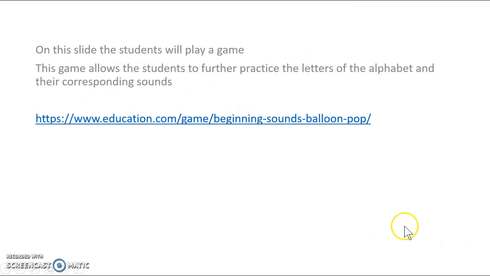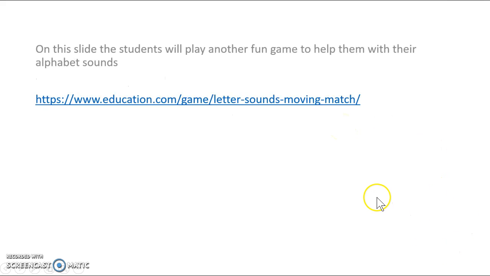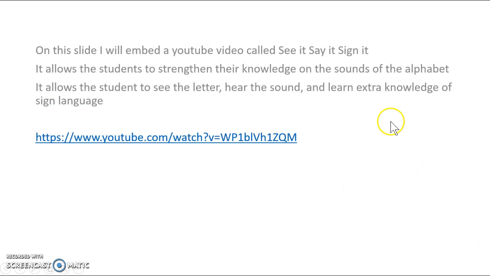On this slide, the students will play a game to further practice the letters of the alphabet and their corresponding sounds. And this is another game if they didn't like the previous game. And then this is a YouTube video called See It, Say It, Sign It, which allows the students to further strengthen their knowledge of the sounds of the alphabet. It allows the students to see the letter, hear the sound, and then learn a little bit of extra knowledge of sign language.